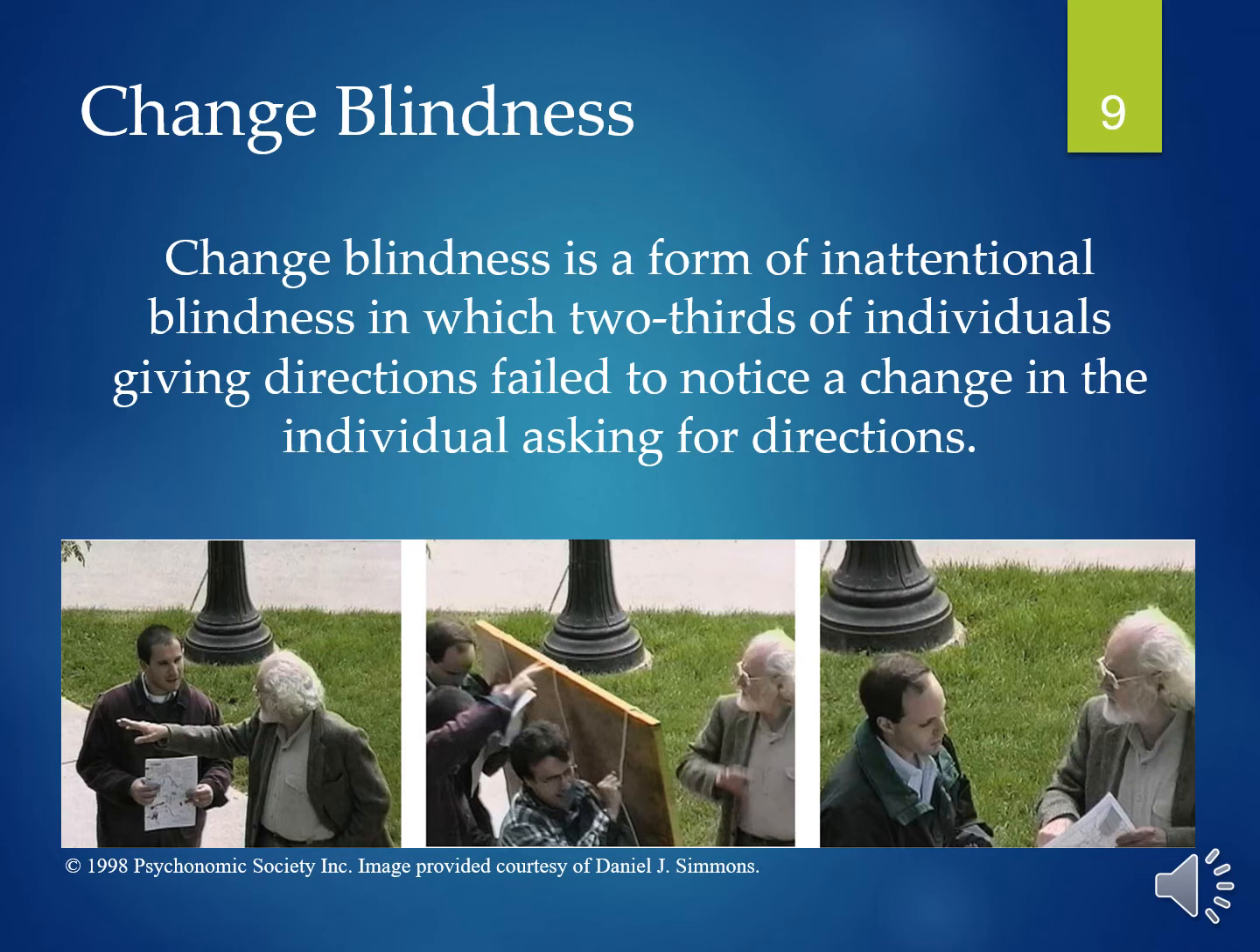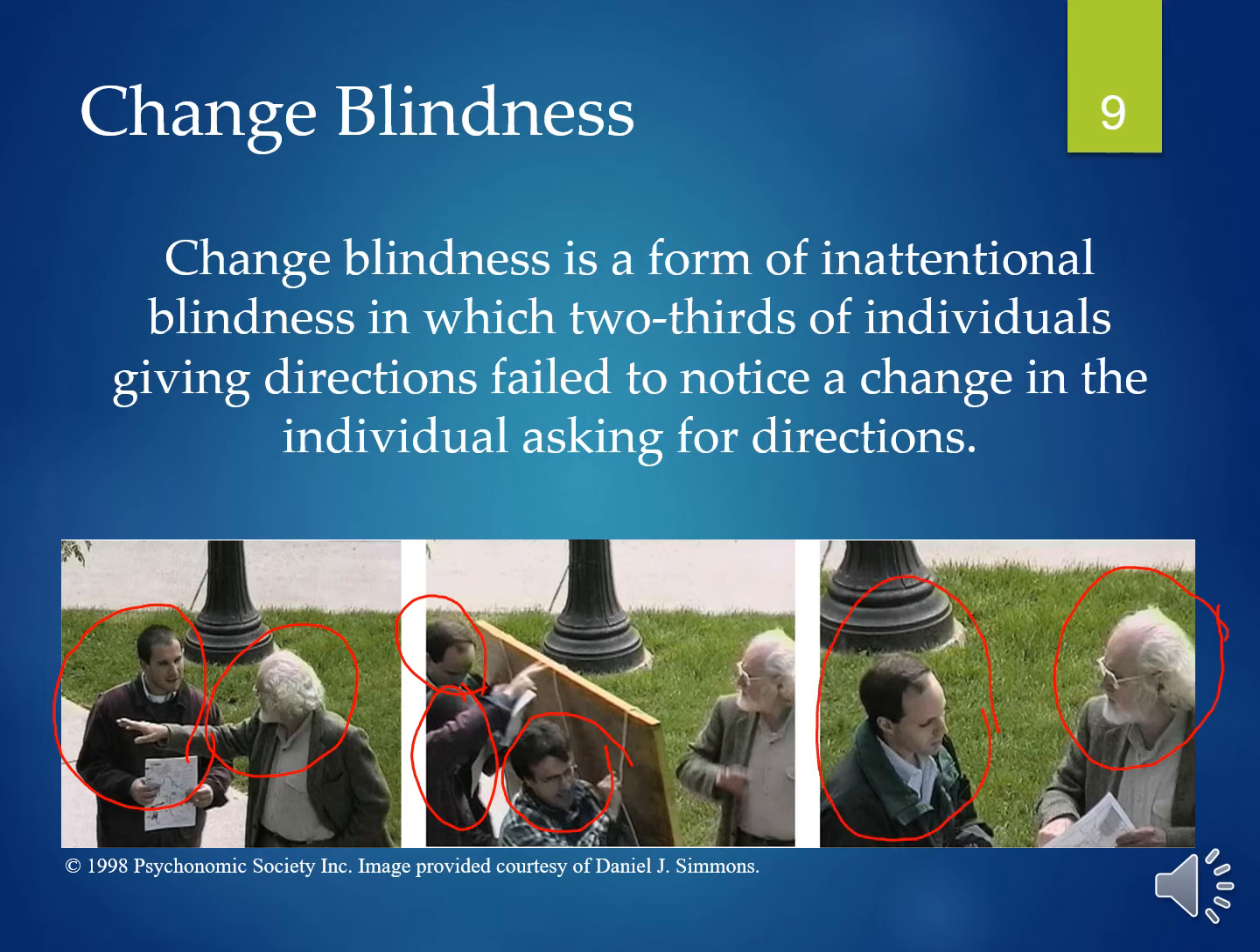Okay, change blindness is a form of inattentional blindness in which 2/3 of individuals giving directions failed to notice a change in the individual asking for directions. So this guy is the one being tested, and this gentleman in the purple jacket comes up to him and asks him for directions on how to get somewhere. Then this guy comes by with a board and switches out the people. So now purple guy goes away and green guy stays put, and our tester continues to give directions to a different person and doesn't notice that the person is different.